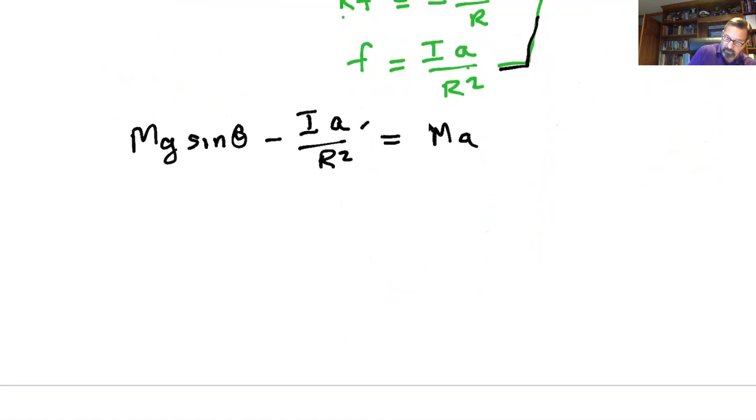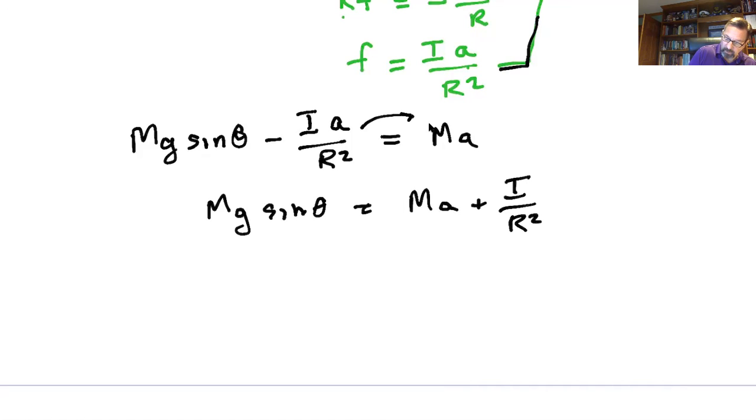So I'll bring that to the other side of the equation. M times g times the sine of theta looks like it's equal to mass times acceleration, plus, when I bring it over to the other side of the equation, moment of inertia over r squared times acceleration. And in order to solve for acceleration, I'm going to have to factor it out. And so it's mass plus moment of inertia over r squared.